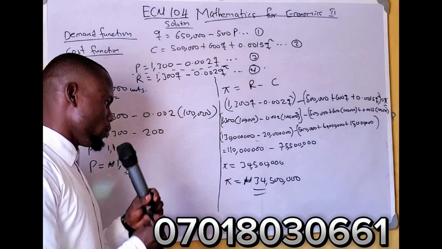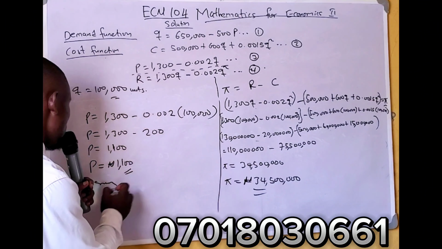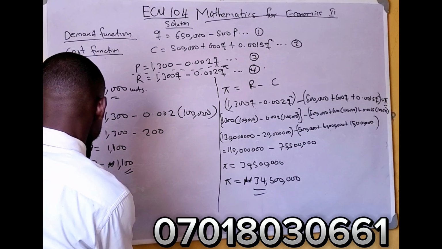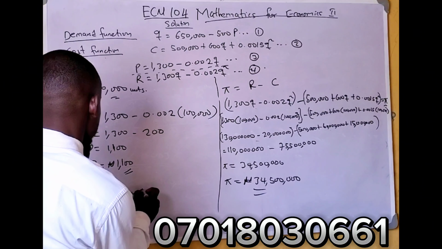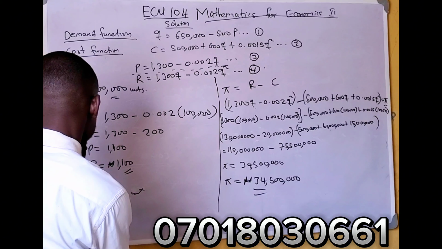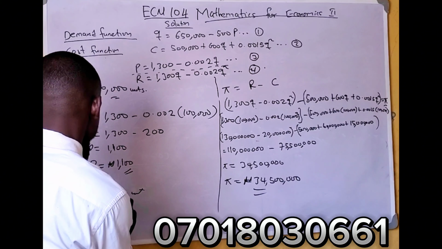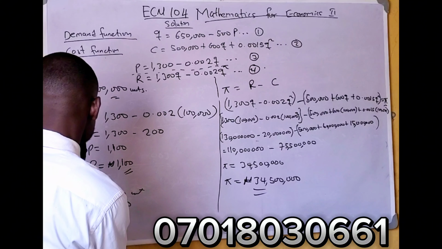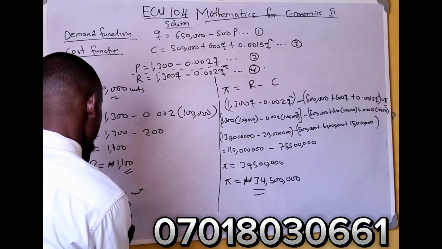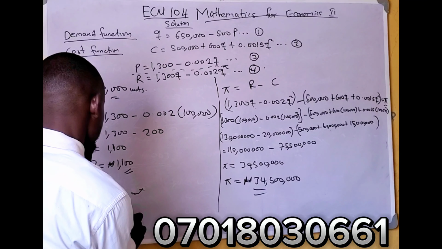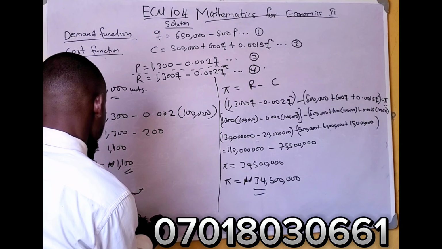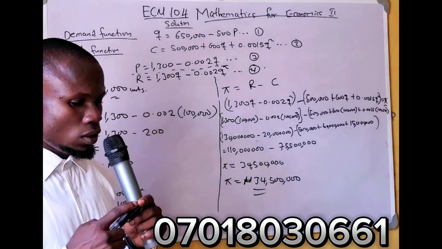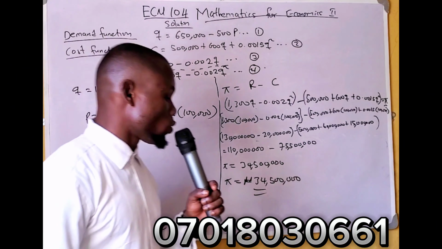So in summary, you just put it: the quantity maximization is 100,000 units. The price charge is 1,100. And the profit of the firm is 34,500,000. So that's how you solve this question. I believe this is well understood.